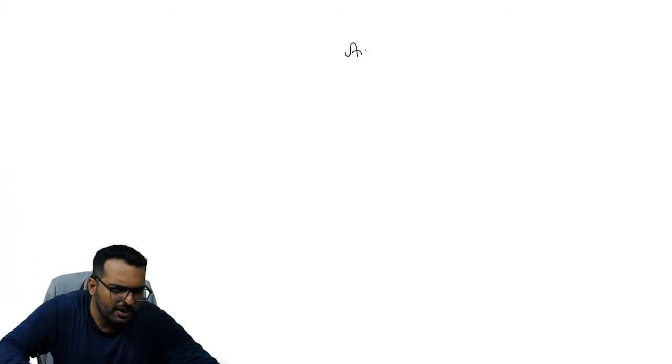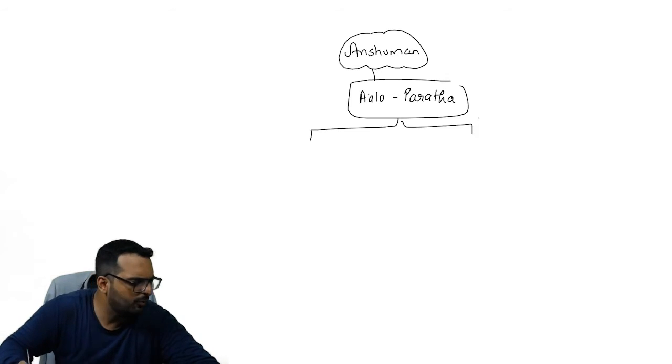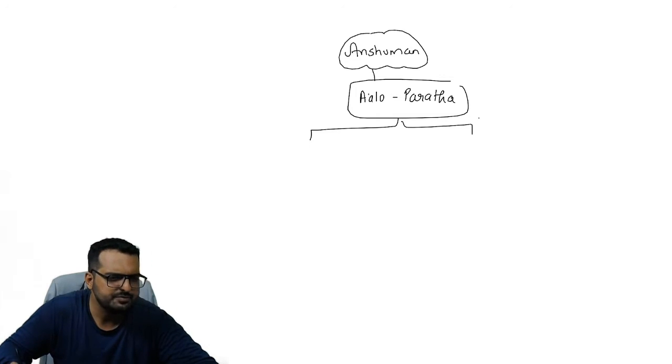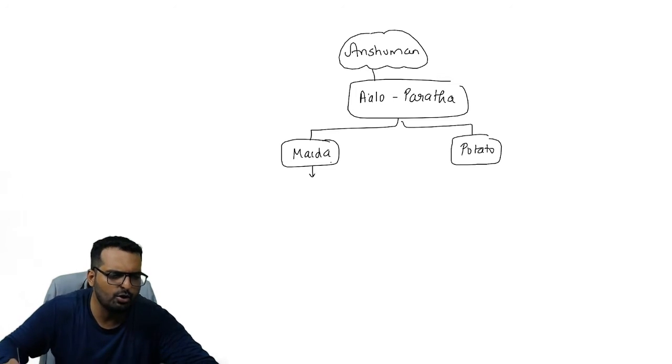Now tell me, friends, Anshuman is now going to make what? He is going to make aloo paratha. Now tell me, normally, what are the two ingredients required in aloo paratha? What are the two requirements? One, you need some maida, and the other one that you require is potato. How many grams of maida is required normally to make a normal aloo paratha?